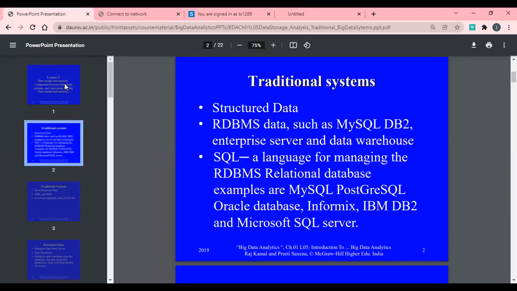In the traditional system we use structured data. Structured data means we cannot change the structure. Some people already fixed the structure, and we follow that only. For example, RDBMS such as MySQL, enterprise server and data warehousing. SQL is the language for managing the RDBMS relational database. Examples are MySQL, Oracle database, Informix, IBM, and Microsoft SQL servers, which are used for traditional systems. Traditional means that in old days we mostly used that system. We follow that system, which is called the traditional system.